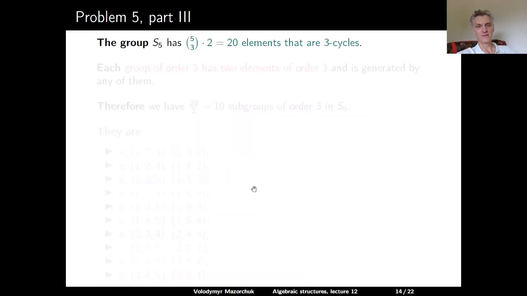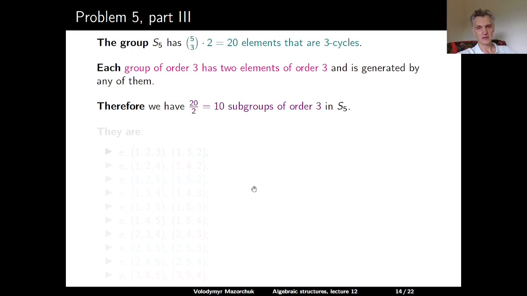The group S5 has 5 choose 3 times 2 such elements: we choose the support of the 3-cycle, and then for each support we have 2 3-cycles. So we have 20 3-cycles in S5. And each subgroup of order 3 has 2 elements of order 3, generated by any of them. So we have 20 elements, 2 per subgroup. This means that we have 10 different subgroups of order 3 in S5. So we have 10 Sylow 3 subgroups in S5.